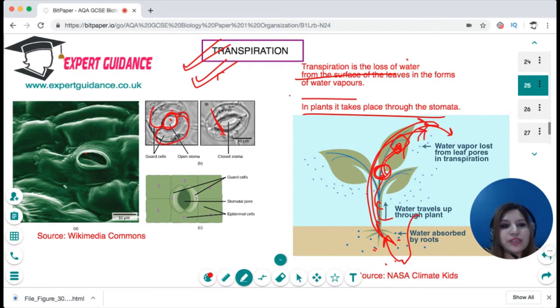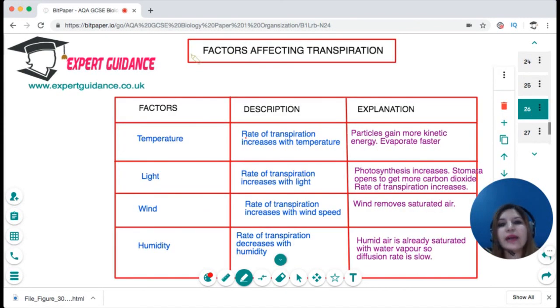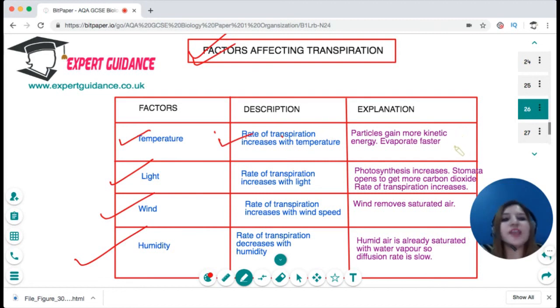due to the transpiration stream. Okay, now what are the factors that affect transpiration? It is temperature, light, wind and humidity. With an increase in temperature, the rate of transpiration increases because the particles gain kinetic energy. They start to evaporate faster. With light, the rate of transpiration also increases, because remember, as photosynthesis increases, transpiration will increase, because as the rate of photosynthesis increases, the stomata will open to take in more carbon dioxide, which increases transpiration.